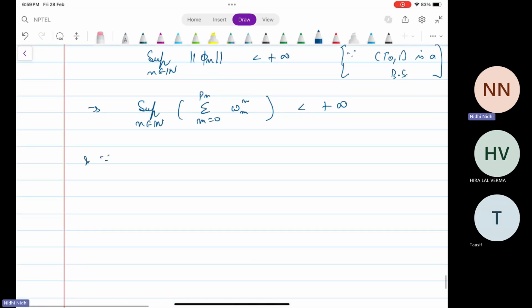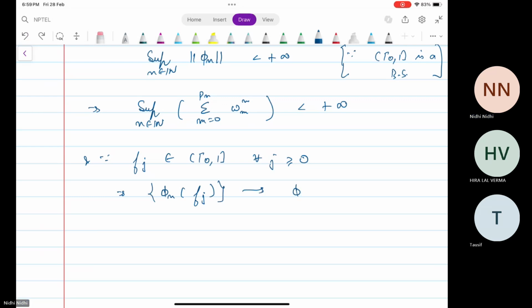And since fj belongs to C01 for every j positive, we get phi n fj converges to phi fj for every j positive. So this is directly by star. Hence, hash holds.